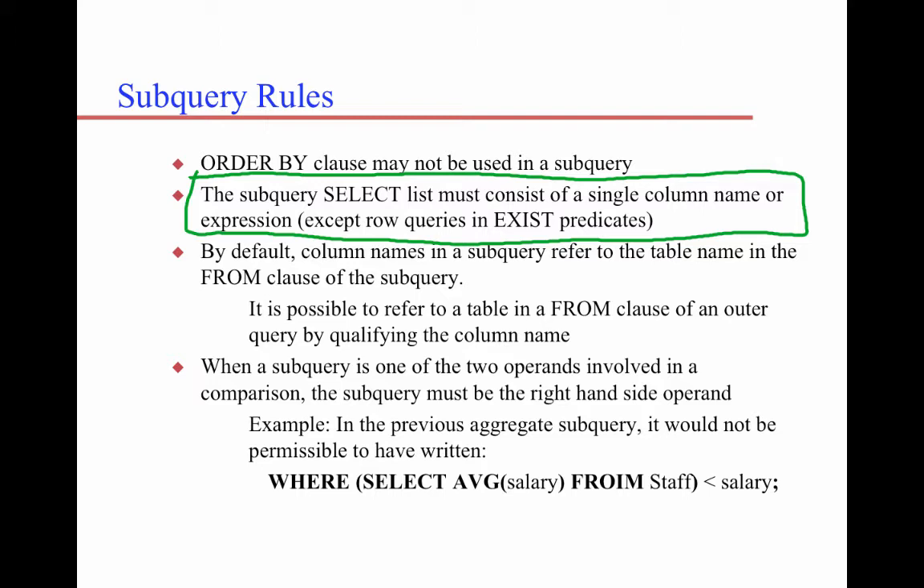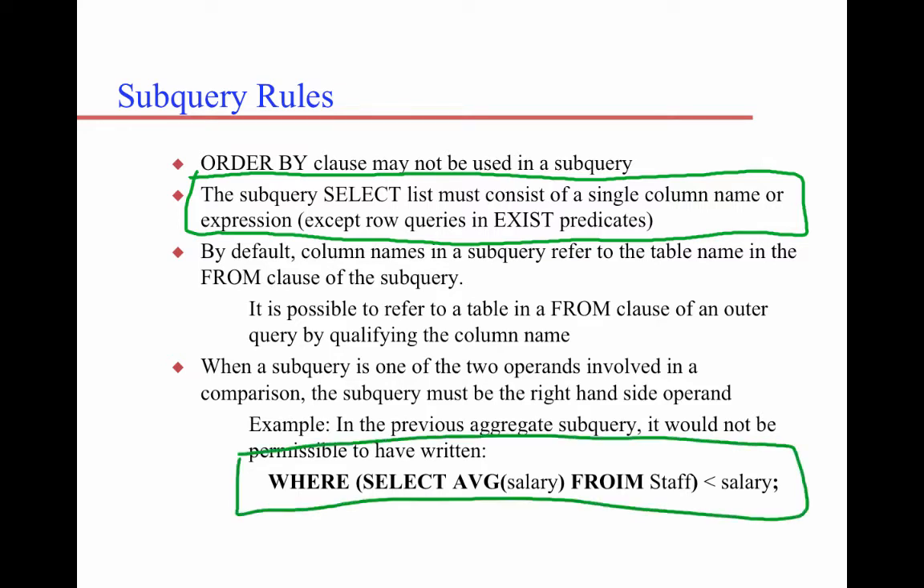And the second big one is that when you're using subqueries, they have to be on the right-hand side. Whoops, I misspelled from. You can't write the query like that, where the subquery is on the left-hand side of the inequality comparison. The subquery always has to be on the right-hand side. That's just an SQL rule. So this would be illegal. Those are the two big things to remember when you write subqueries.